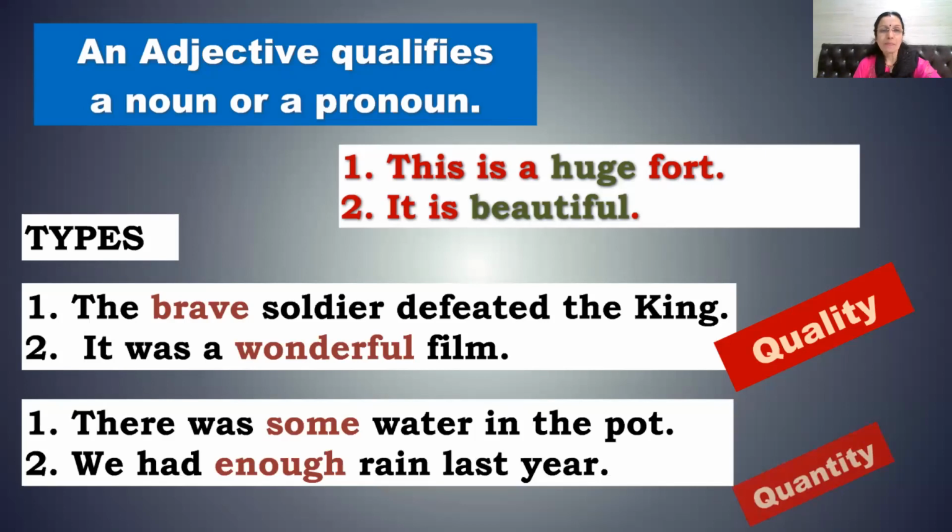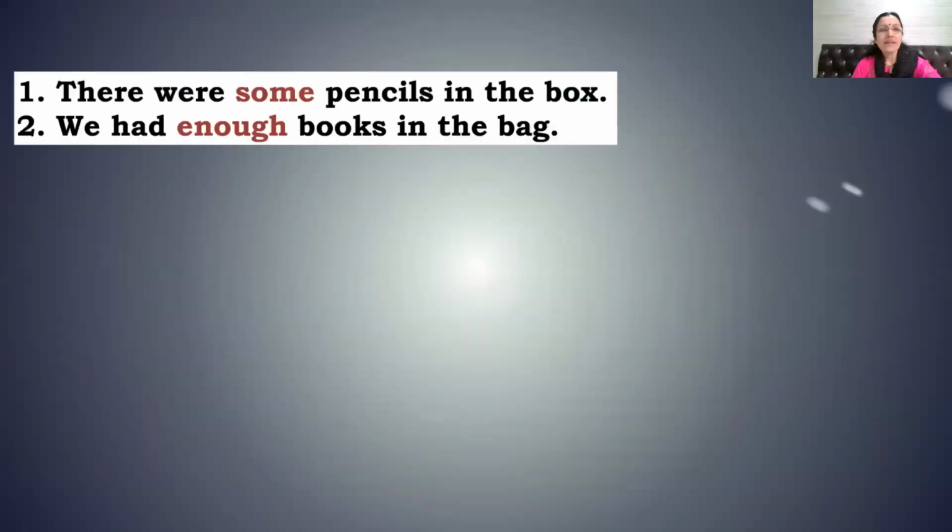Next one. Same words I've used, huh? Now see this difference. There were some pencils in the box. We had enough books in the bag. Indefinite number. Why? One minute, first give me adjective of quantity. You'll finish, no? So this would be the main heading. Adjective of number. This is adjective of number.